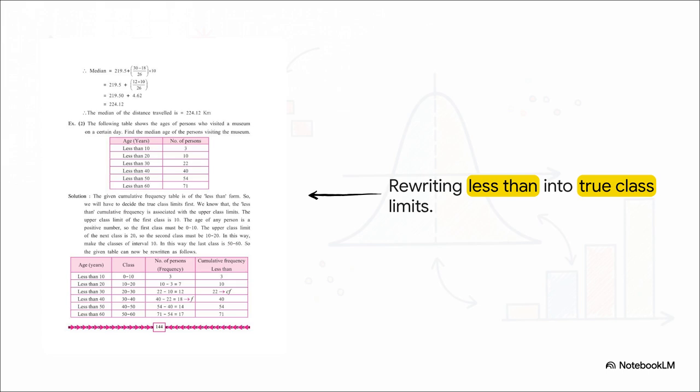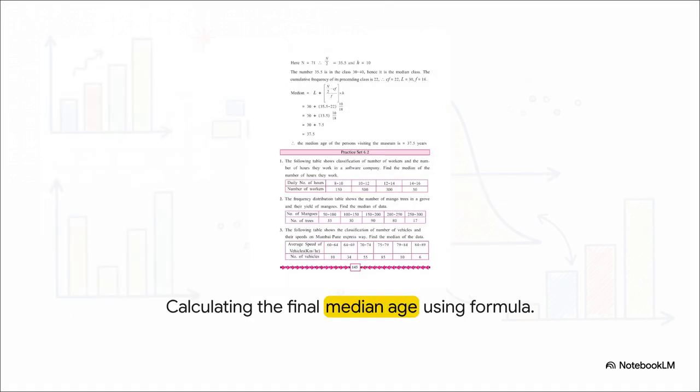Since the age of any person is always positive, less than 10 naturally becomes the class 0 to 10. The next becomes 10 to 20. Then we must extract the actual frequencies class by subtracting. For example, the 10 to 20 class frequency is 10 minus 3, which gives us 7. Let us move to the next step and see how this builds up perfectly. Our total frequency n is 71, so n divided by 2 is 35.5. Now where does 35.5 sit? It falls into the cumulative frequency of 40, which means our median class is 30 to 40. Now for the final execution.